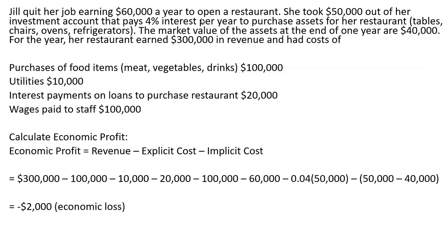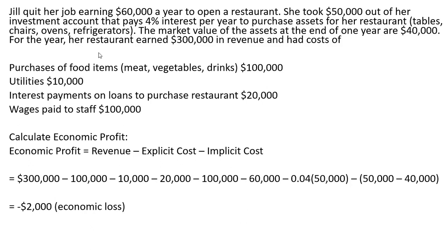Jill quit her job earning $60,000 a year to open a restaurant. She took $50,000 out of her investment account that pays 4% interest per year to purchase assets for her restaurant. So these assets include tables, chairs, ovens, refrigerators, freezers, and so on. The market value of the assets at the end of the year totals $40,000. Again, at the beginning of the year, the assets were worth $50,000, what she paid for them by taking that money out of her investment account.